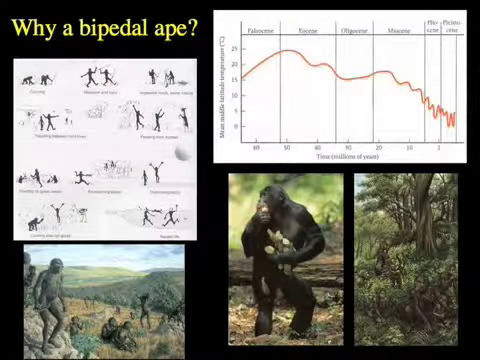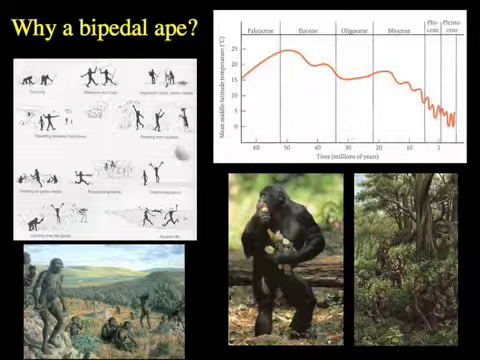And so that is the first thing that we're focusing on in terms of the anatomical characteristics we're looking for in the early fossils. At the moment, the question of why there should be a bipedal ape, why we should have this bipedal lineage, is pretty much an open one. Lots of hypotheses out there.